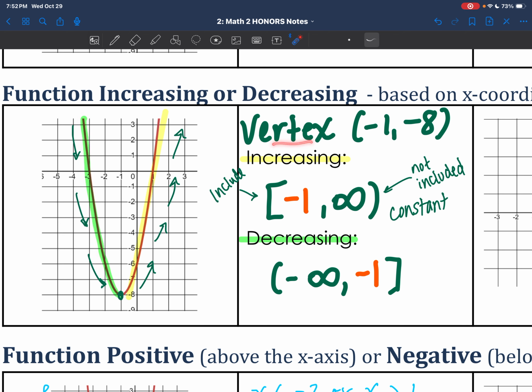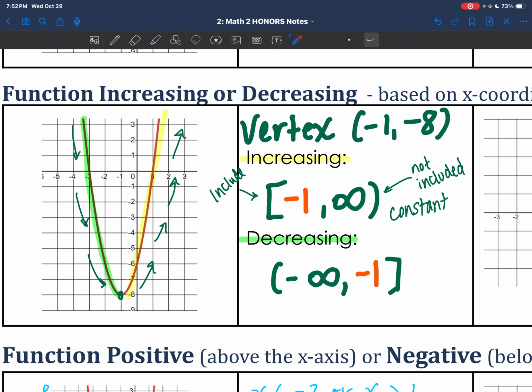So let's first write the vertex because that's going to help us. Your vertex is -1, -8. The part that's increasing is the part that's going up. In this case, it starts at -1, which is your vertex x value, and then it's going up and continuing on to infinity. Since it includes the point -1, it's a bracket, and then infinity is a parenthesis.